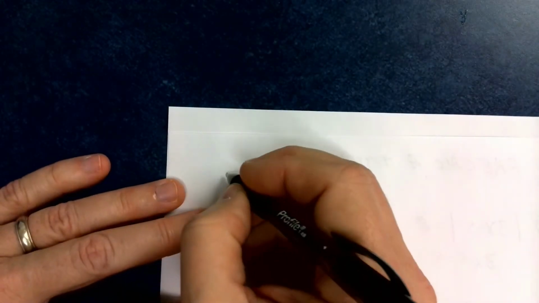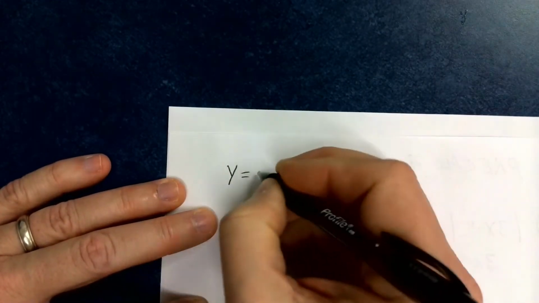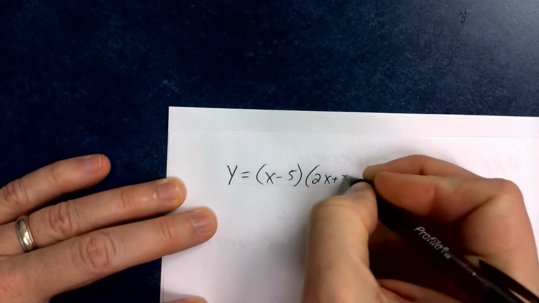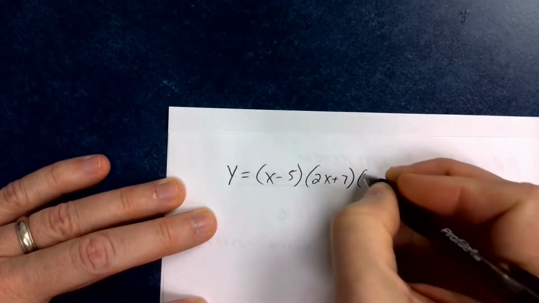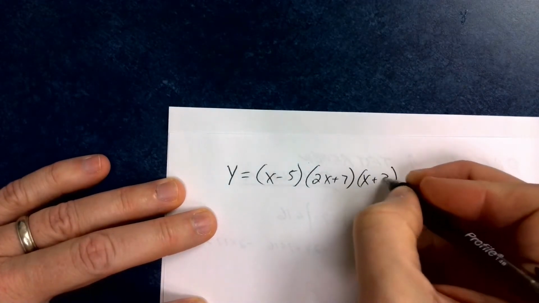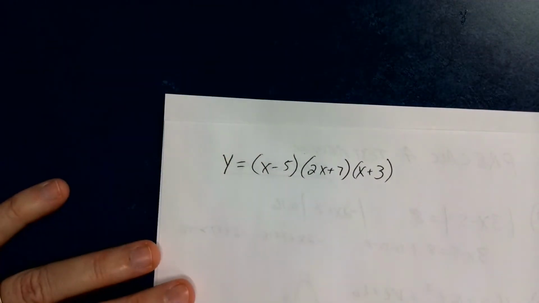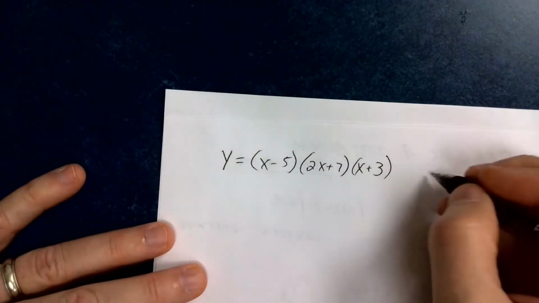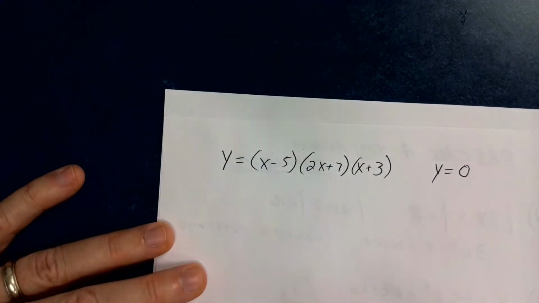What are some other things that are going to be on your test? So let's say that I had y equals x minus 5 times 2x plus 7 times x plus 3. And I said, hey, I want you to find all of the solutions to this equation when y equals 0. Awesome. So that's like saying that the zeros of the function are where it crosses the x-axis.